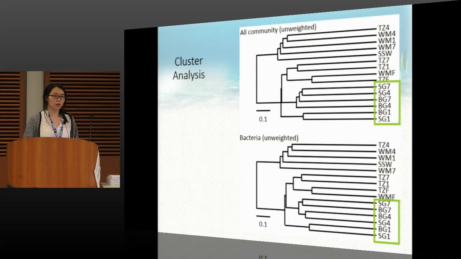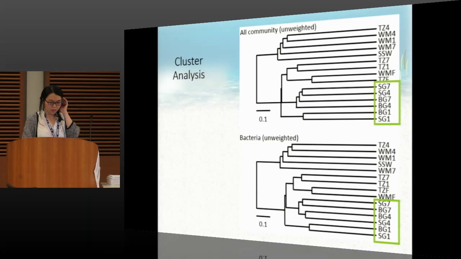So I want to know how the cluster analysis, and this is a calculation result. So the seagrass and the background, they always cluster together, and the transition zone and the white mat. No matter whether I use all the community or the bacteria community to calculate it.